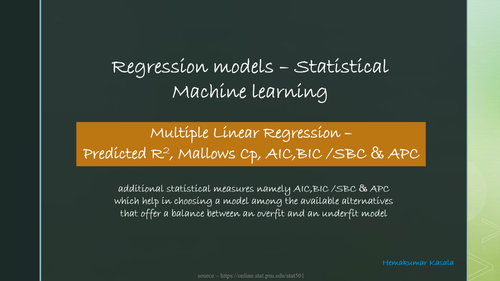And we learn additional statistical measures, namely AIC, BIC or SBC and APC, which help in choosing a model among the available alternatives that offer a balance between an overfit and an underfit model.